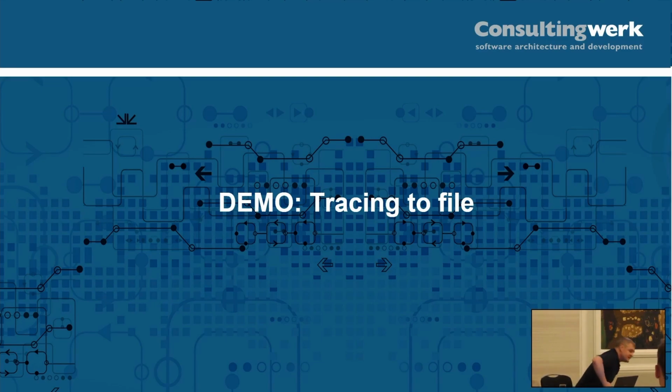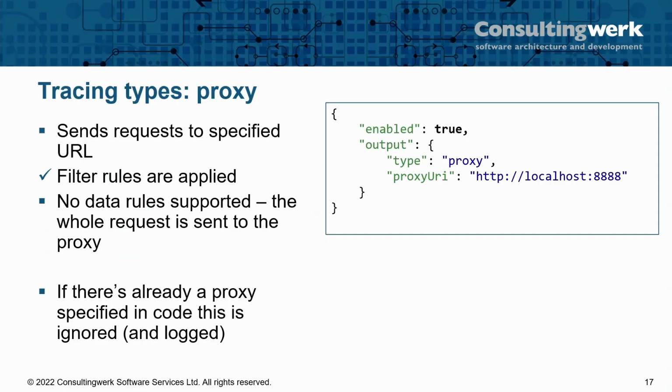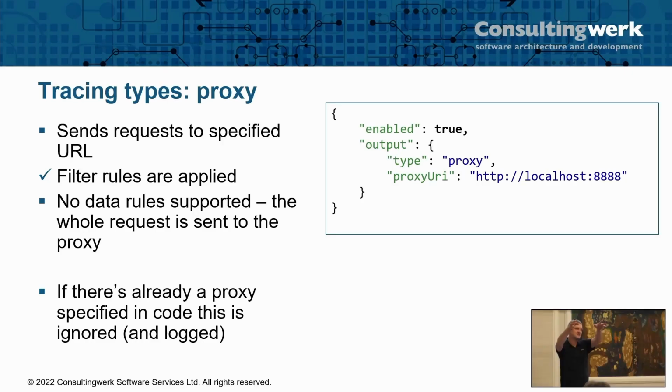All right, so that's simple tracing to file, and in many cases that's going to be adequate. All right, a proxy is much simpler to set up. We say type proxy, we give it a URL, and because it's a proxy, the way proxies work is that the whole request is sent to the proxy, which then sends it on to wherever it needs to go. So you can't send half the data to the proxy, because then the server on the other end can't consume it. Similarly on the way back.